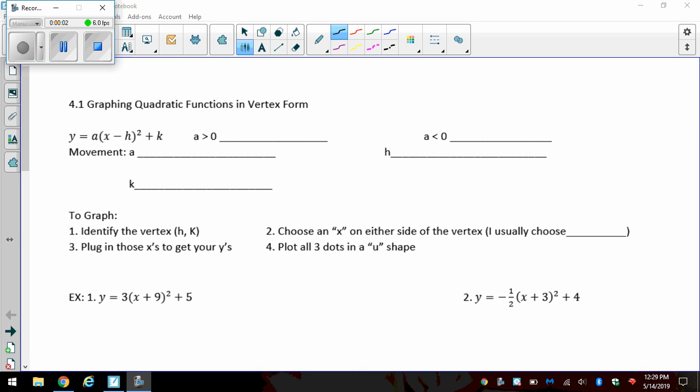Today we're going to go over graphing quadratics in vertex form. So when you have vertex form, it's just one parenthesis with the exponent here. So that's how you'll be able to distinguish it from the other two forms. The A, the number out in front right here, tells us how our graph opens.